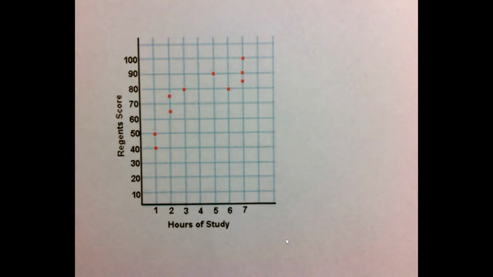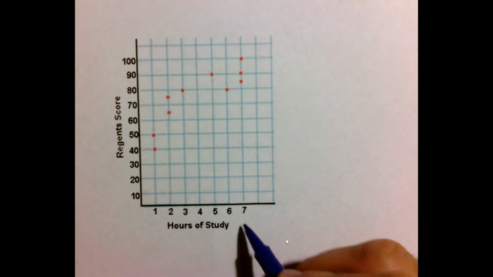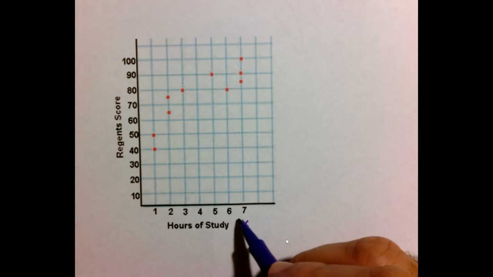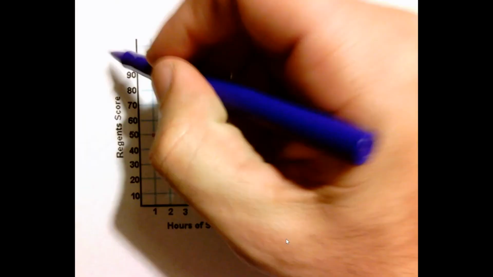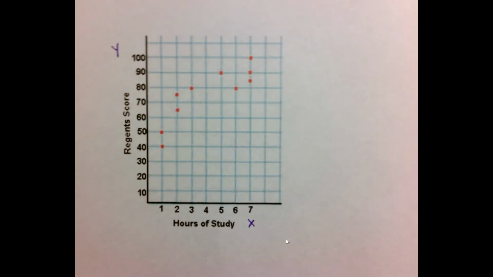In this video, we will be learning how to draw a best fit line without the aid of technology. Here we have a scatter plot of some bivariate data. Our X variable, our explanatory, is the hours of study, and our Y variable is Regents score. That's score on some arbitrary test.